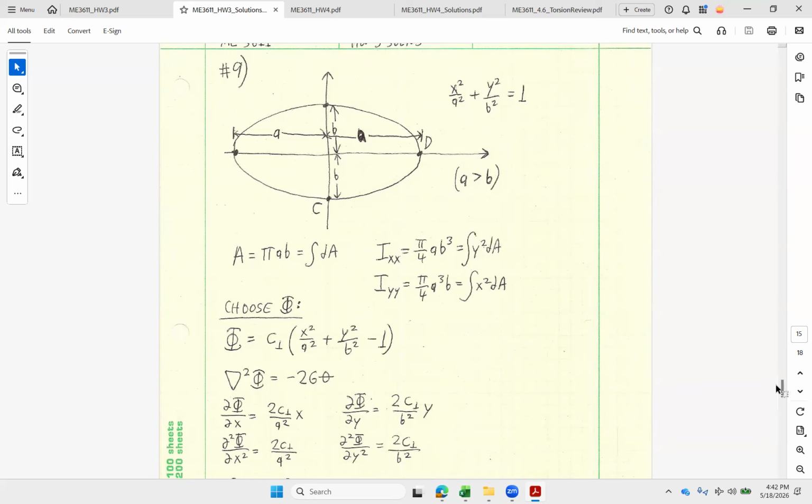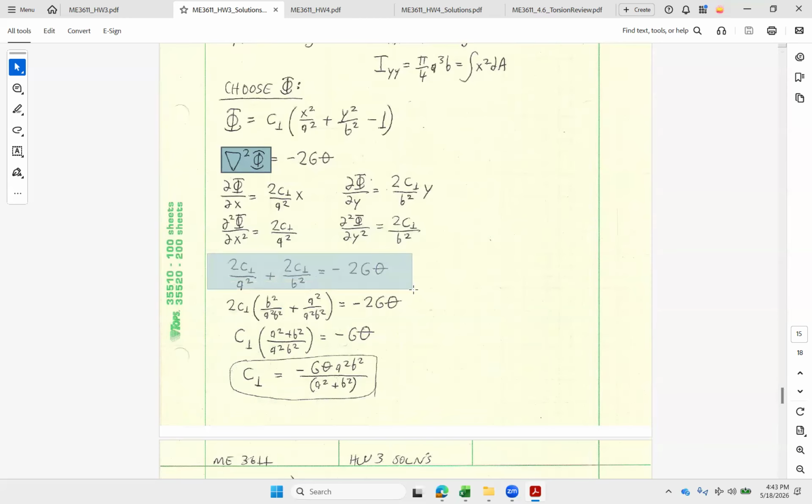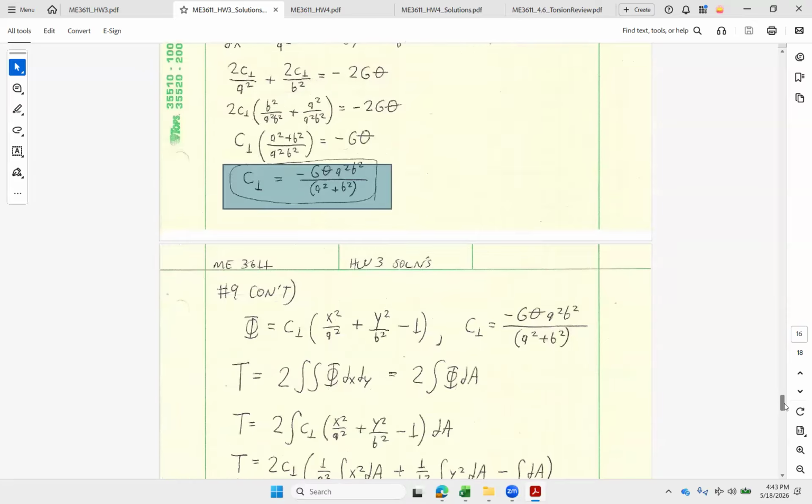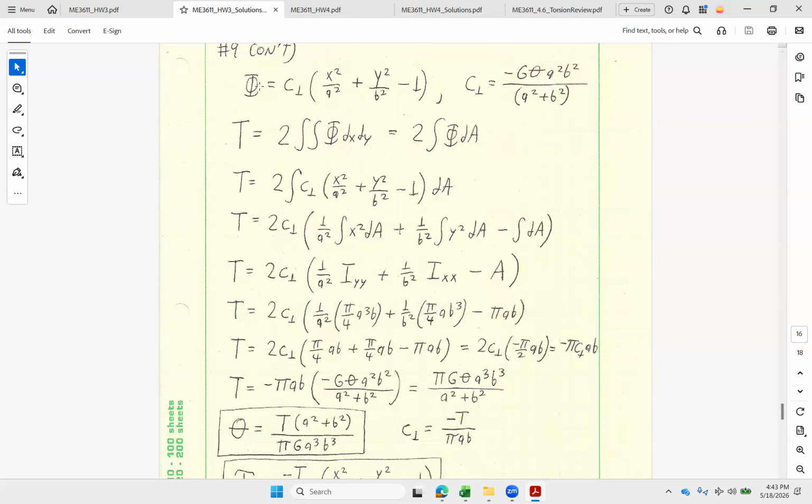I could throw those in on the left side. Second derivative with x plus second derivative with y. And there's no z in there, so there is a second derivative with z, it just happens to be 0. So that takes care of this left side operator. And then we set that equal to minus 2g theta. So I can solve that constant in terms of the twist rate. We're halfway there. I see C1 has a minus relation, and we saw that same thing with the circle. C1 and theta had a minus relation. And then in my phi equation here, I've got something now for C1 in terms of twist rate.